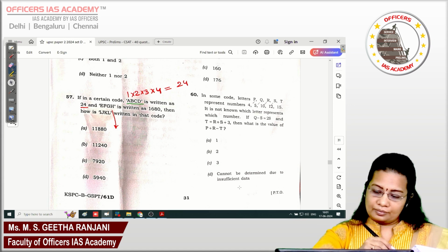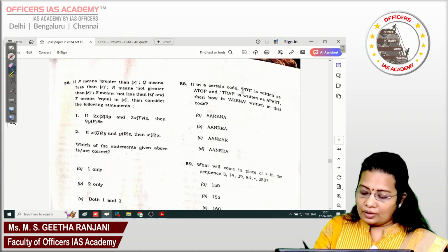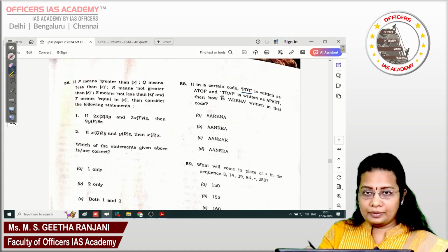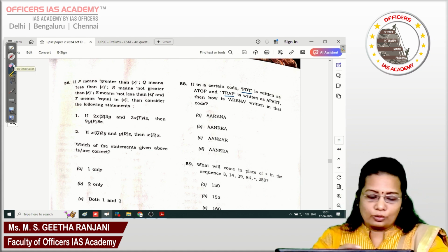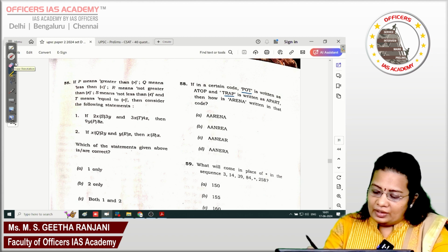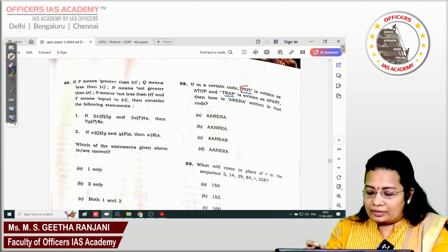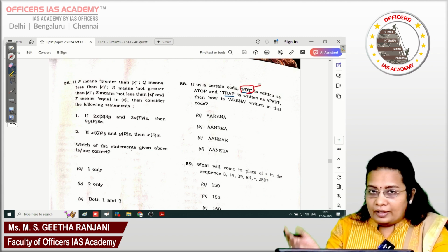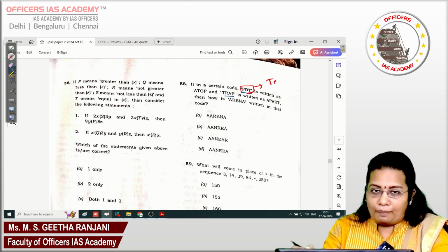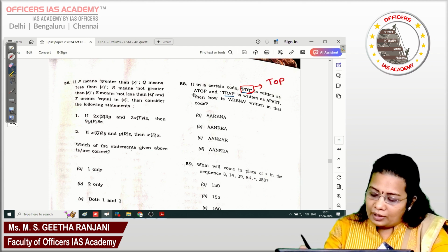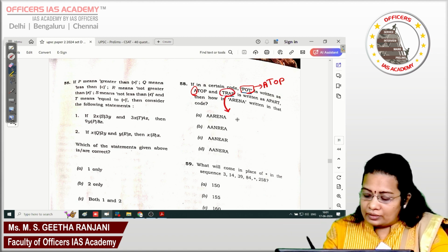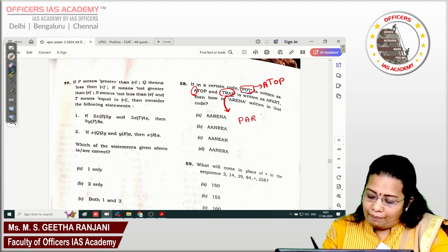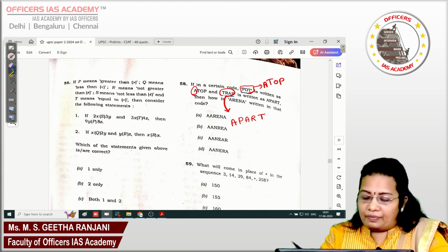The next question: in a certain code, pot is written as atop, trap is written as apart, and arena, how is it written in that code? Very simple question. They have just reversed the letters. Pot, in reversed order, can be written as top. So in front of top, they have included A. If you look at the second code, trap, if you reverse the order of the letters, you will get part. In front of part, they have included A. So that's given in the question.